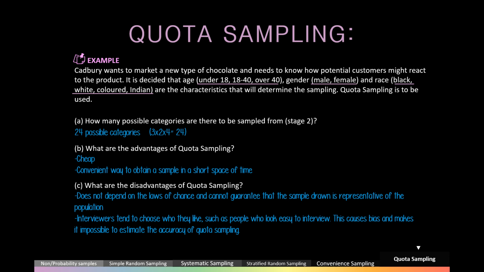Because what if the interviewer who was surveying people just happened to approach pretty girls? So what happens is that our sample would only have girls in it when maybe our population included both males and females. So this is an example of how a sample is not representative of our population. Another thing about the interviewers is that they can introduce bias into our study because interviewers are generally going to tend towards people who look easy to interview. And because of this, it makes it impossible to estimate the accuracy of quota sampling.